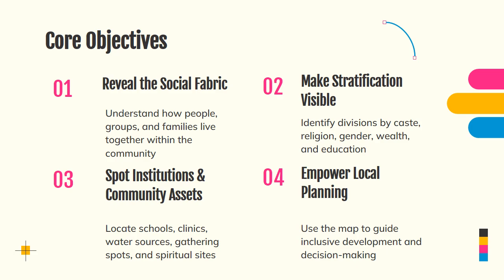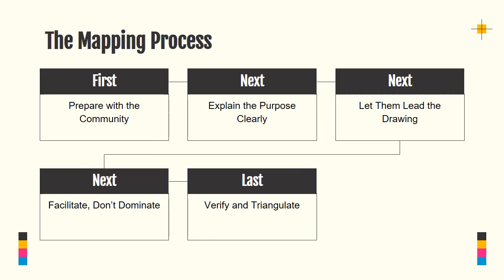Last point is, social mapping empowers local planning. Using the map, it helps us to guide inclusive development and decision making. When communities see their map, they better see what needs to change.